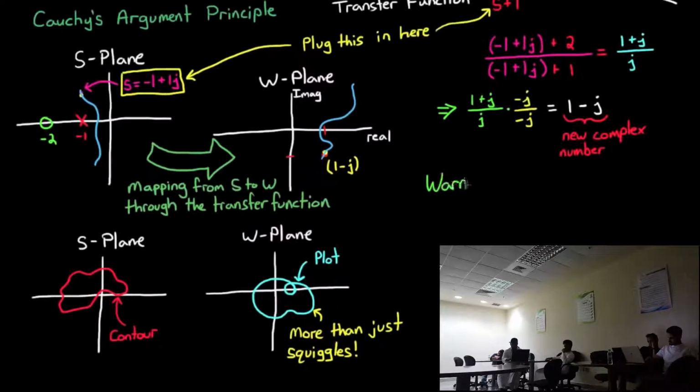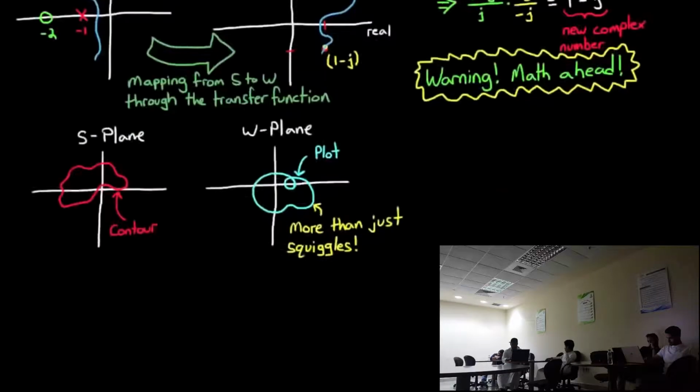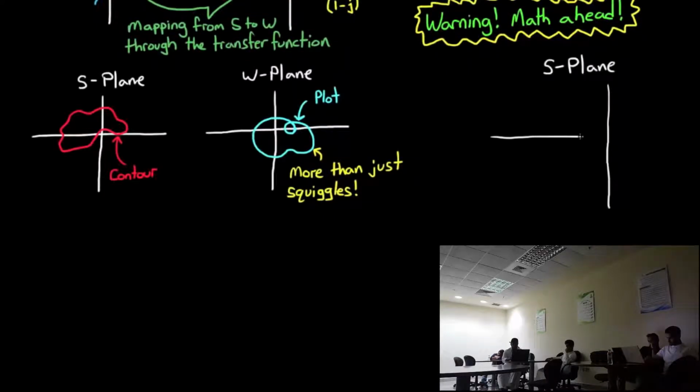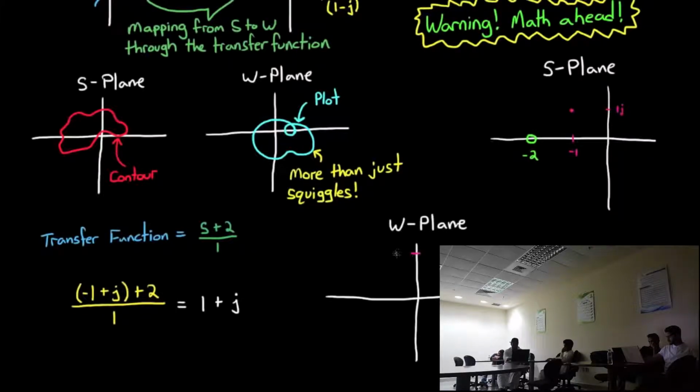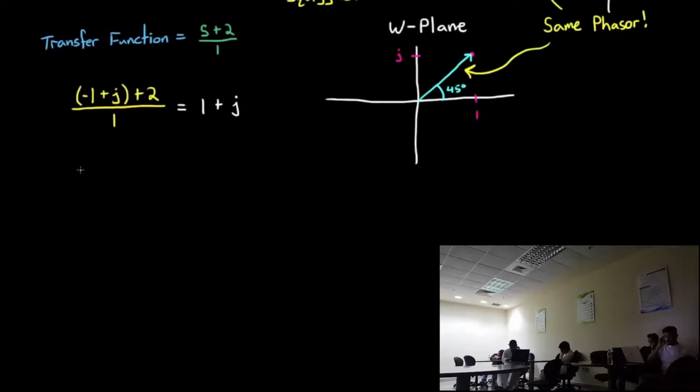Let me explain it in the following way, using just a small amount of math. But really concentrate on the idea rather than the math if you find it confusing. I'll simplify our transfer function just a bit for this example, down to a single zero at s equals minus 2. And I'll map the point s equals minus 1 plus j over to the w-plane using our transfer function, s plus 2 over 1. And we find it to be 1 plus j. Now here's the really interesting part. The phasor of the point in the w-plane is exactly the same as the phasor between the zero and the point we chose in the s-plane. And this concept extends to multiple poles and zeros as well.